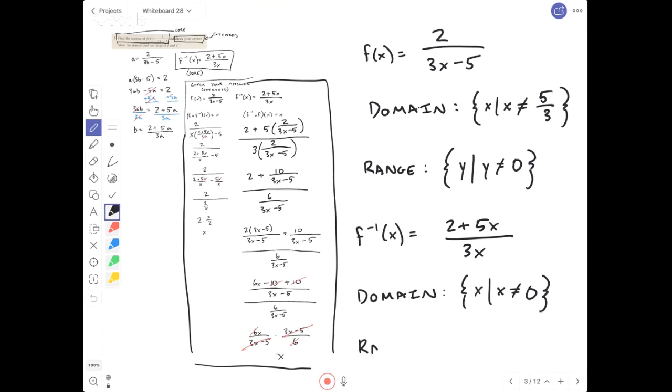And the range must be the domain of f, which is the set of values y such that y does not equal 5/3.